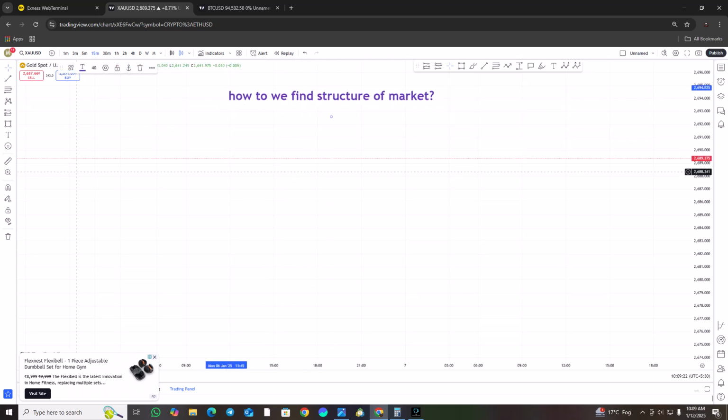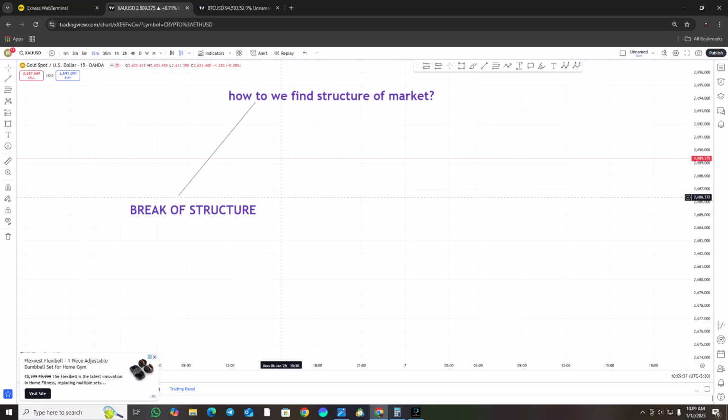It's very simple. The first thing we're going to look for is break of structure. This is the first thing we're going to look for. Is it only the break of structure? No, there is another thing called change of character.